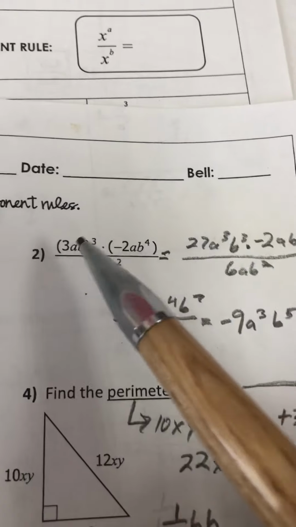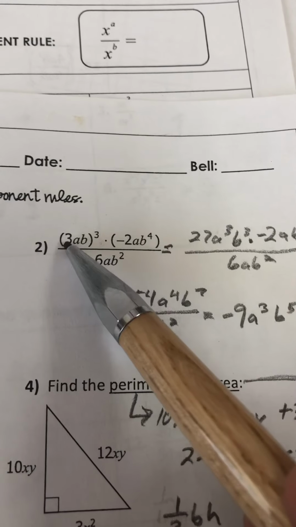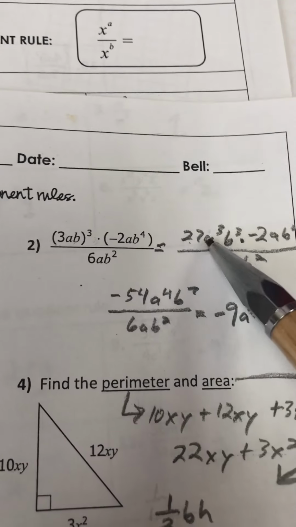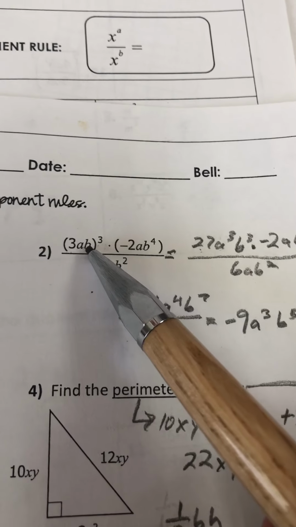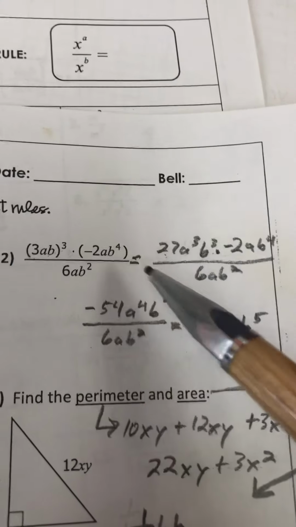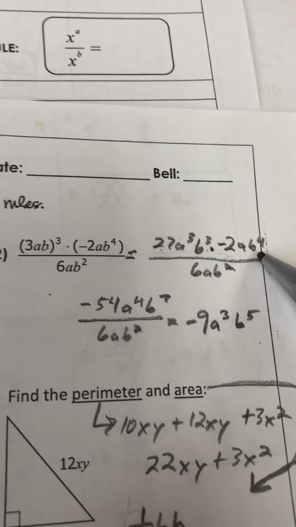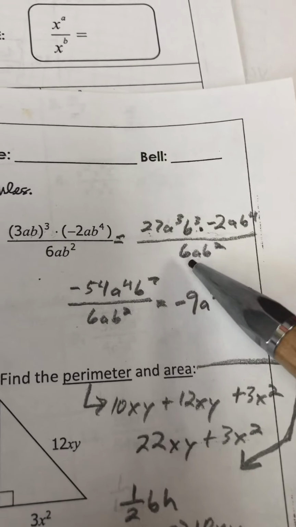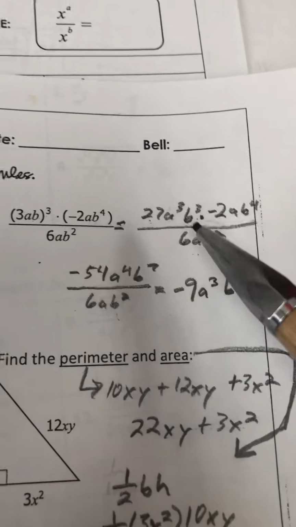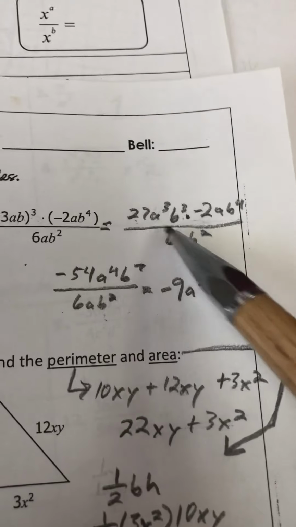Okay, number 2. I am going to cube the 3. 3 to the third power is 27. 3 times 1a gives me 3a. 3 times 1b gives me 3b, or b to the third. And then I just have this I'm going to multiply by. And the bottom stays the same. The bottom stays the same in the second step. This is the first step.